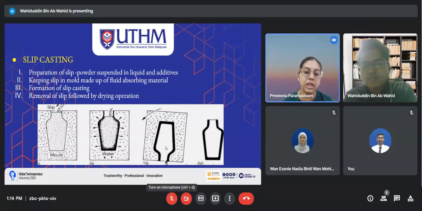This method is mainly used for relatively incompressible materials for conventional die compaction. The process definitely takes a long time for the liquid to be removed from the porous mold. We can see the diagram there, a clear view of what the slip casting is. Second slide.